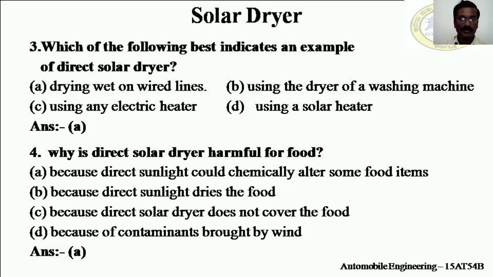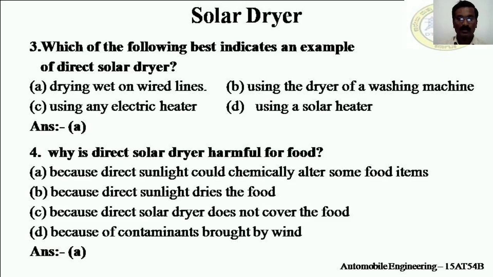Here the answer is A, drying wet cloth on wire lines, because drying wet cloth on wire lines is an example of the direct solar dryers. Many countries like India still use this traditional method to dry clothes, as it is cheap and natural. So electric and solar heaters are not solar dryers. So the appropriate answer is A, that is drying wet cloth on wire lines. Question number 4. Why are direct solar dryers harmful for food?